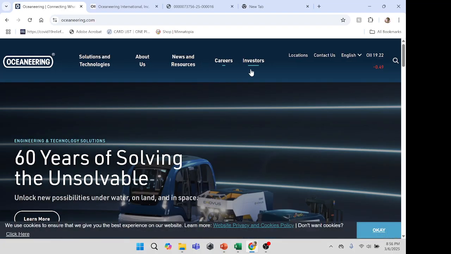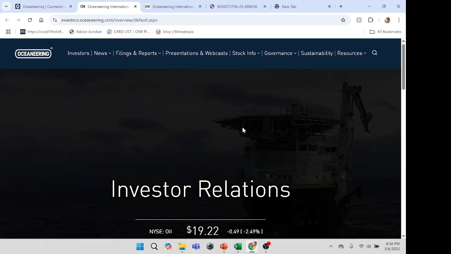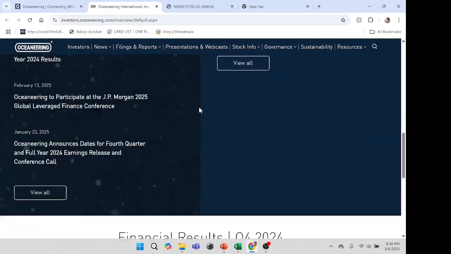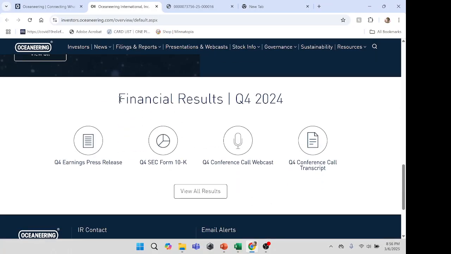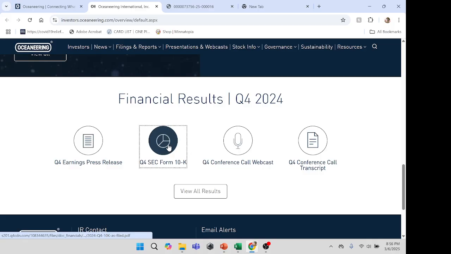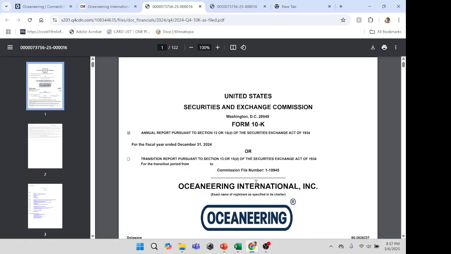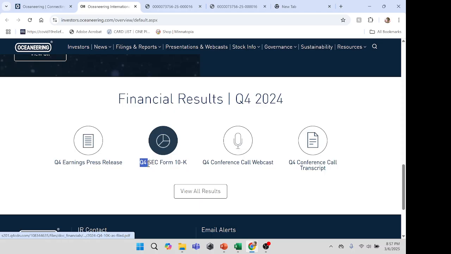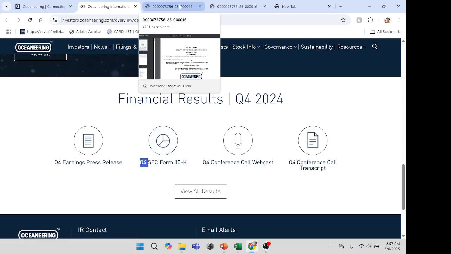You will go there, scrolling, finding the investor relations. After you get investor relations, you could scroll down to financial results. Here, you would go to the 10K, and if you hit on that, it gives you the December 31st, 2024 10K quarter four, which is similar to the annual report.